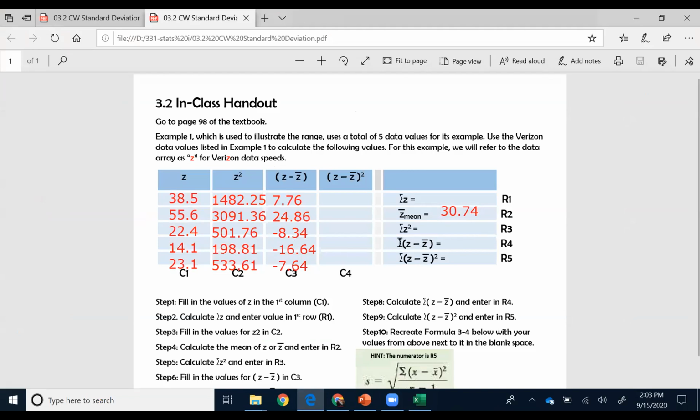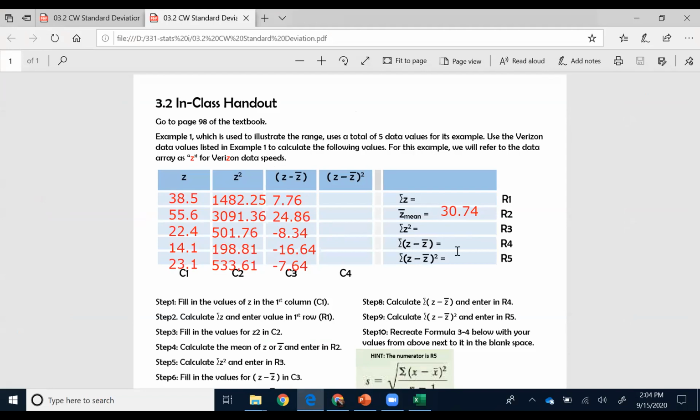R4 asks us to sum z minus z bar. When we add these values up, it should equal 0. If it doesn't equal 0, we messed up somewhere. That's why I was calling out Nyrese. I'm like, what, Nyrese? That value doesn't look right. Because if it was wrong, now she's right, I was wrong.